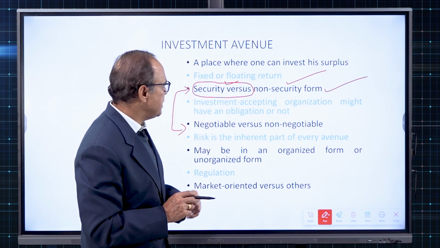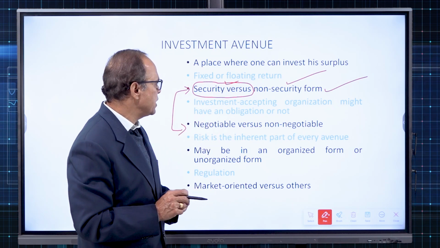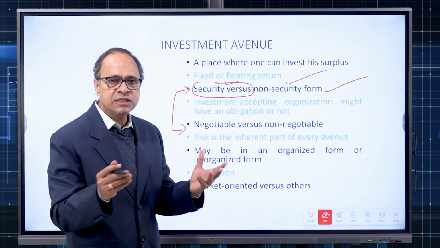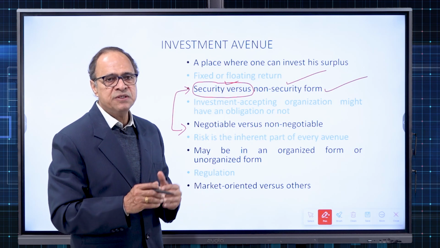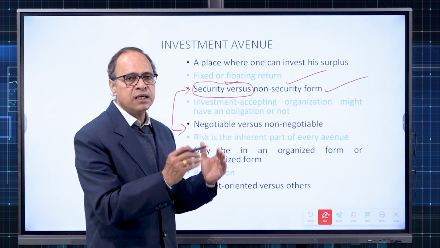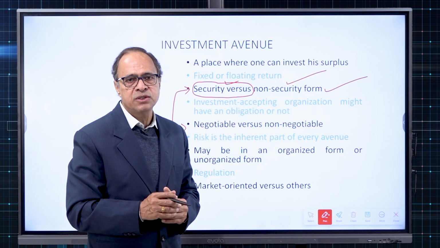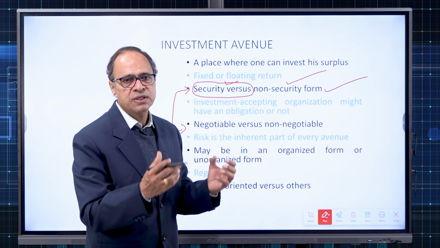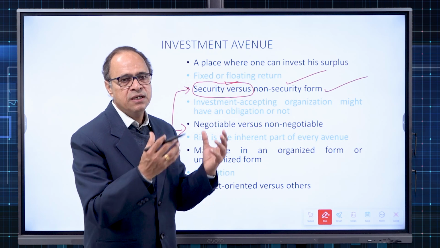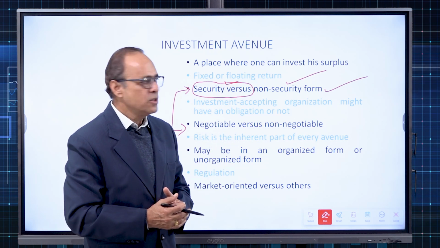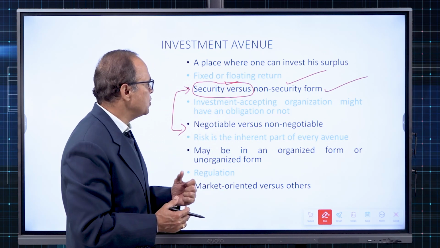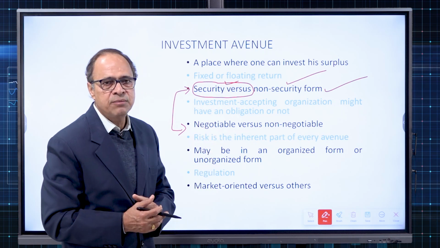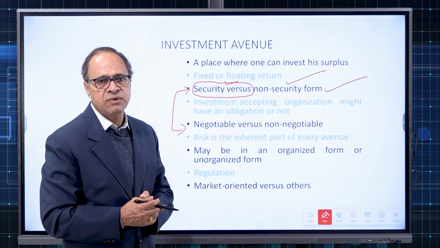Then investment accepting organization might have an obligation or not. So we can classify according to that also. That means investee company directly or indirectly might have an obligation to pay you. So what I am talking about? Debentures, bonds, FDR. Whereas equity, investee company has no obligation. So these are the viewpoints I am telling you that yes, different ways can be there to classify investment avenues.